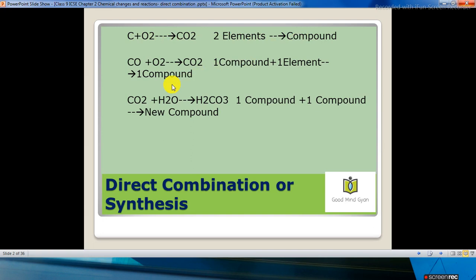Next condition is carbon monoxide is combining with oxygen. That is, a compound is combining with an element to form a compound, that is carbon dioxide. The third condition is where two compounds are combining to form a new compound. Yes, so carbon dioxide is a compound, water is a compound, and you get H2CO3, which is a new compound. So this is direct combination or synthesis reaction.